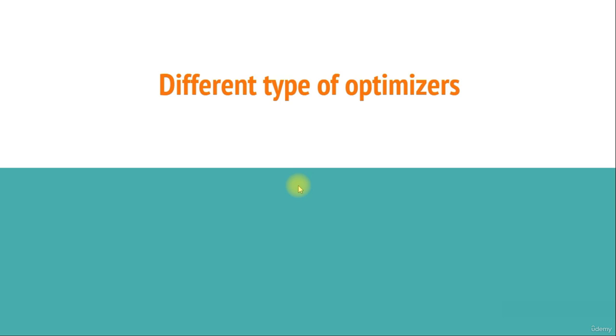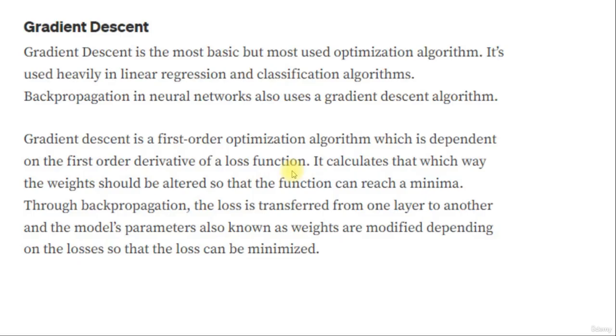optimizers. In deep learning we have different types of optimizers. Let's study them one by one. The first one is gradient descent. Gradient descent is the most basic but most used optimization algorithm. It's used heavily in linear regression and classification algorithms. Backpropagation in neural networks also uses a gradient descent algorithm.